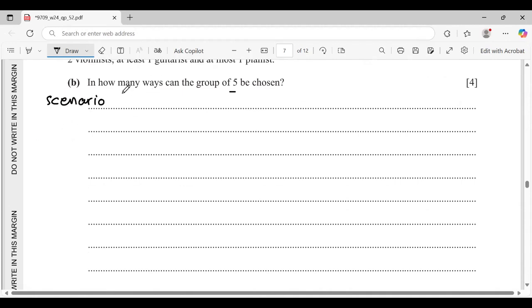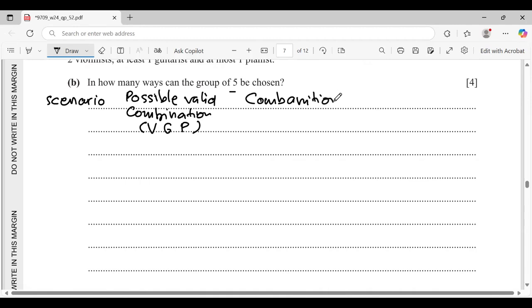So the column for scenario, after that the column for a possible valid combination, and the combination of violinists, guitarists, and pianists. After that, the combination, we're going to find the combination, okay, and after that, the result here.